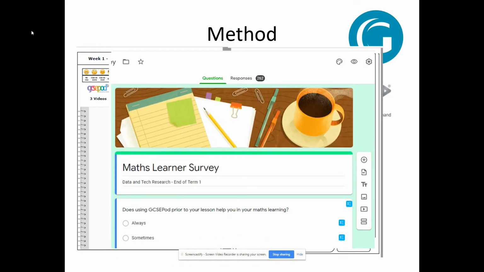As part of understanding learners' feelings a little bit more, and what they understand of individualised learning and their thoughts towards GCSE Pod and the whole flipped learning concept, we did a learner survey with them, and the results of this were quite interesting.